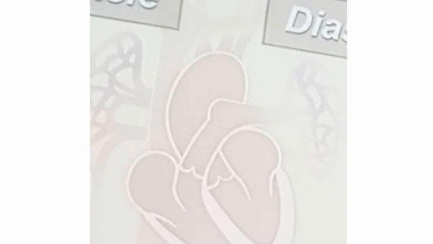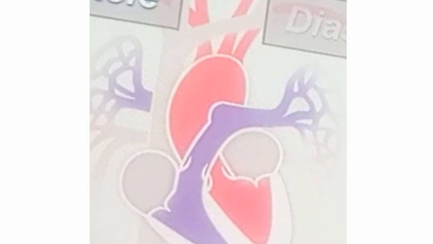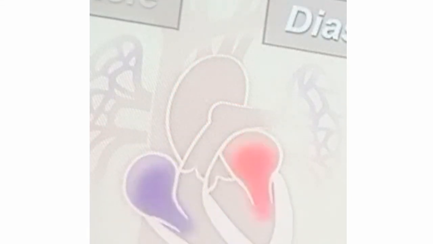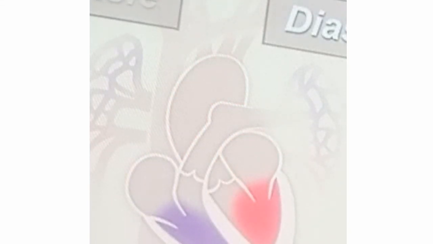1 lub-dub is counted as 1 heartbeat. The normal heart rate is influenced by the following factors. 1. Age. Averages are as follows. Fetus, 140 beats per minute. Infant, 120 to 130 beats per minute. Child, 90 to 100 beats per minute. Adult, 60 to 80 beats per minute.